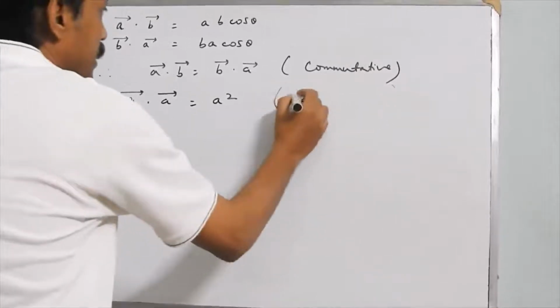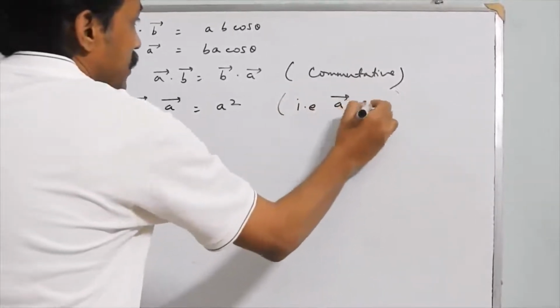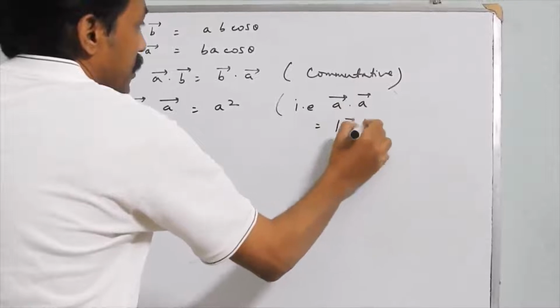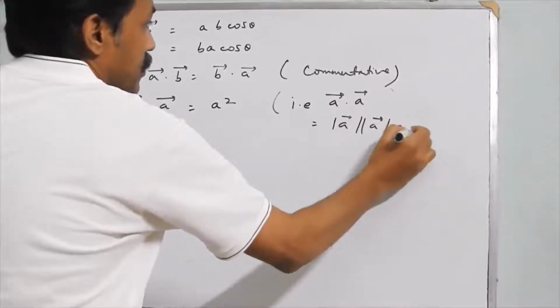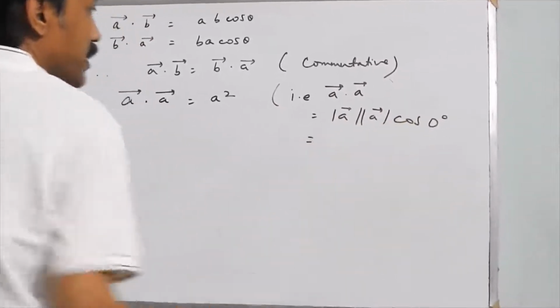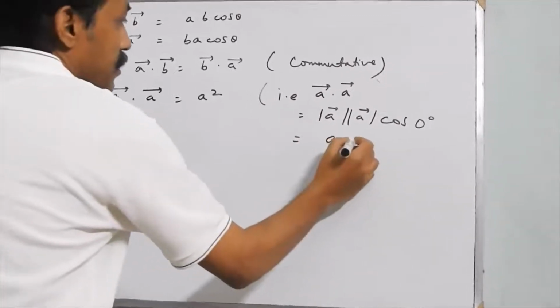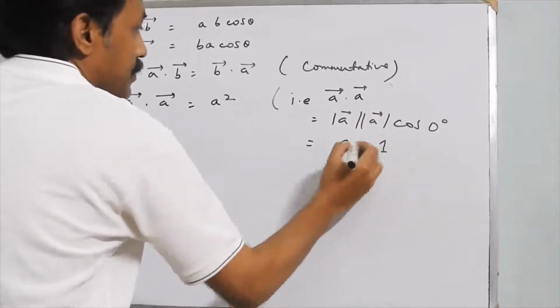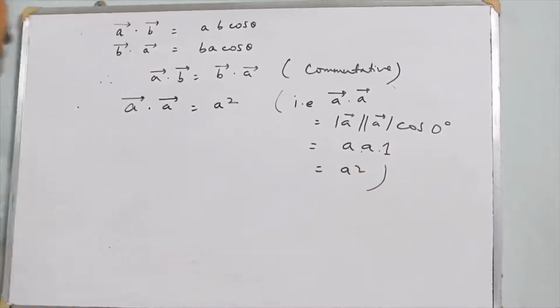That is, you can say a vector dot a vector is modulus of a into cos 0. And cos 0 is obviously 1. So this is a into 1. So that is a square. So a dot a is a square.